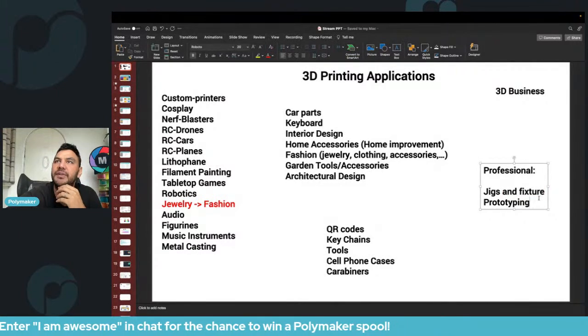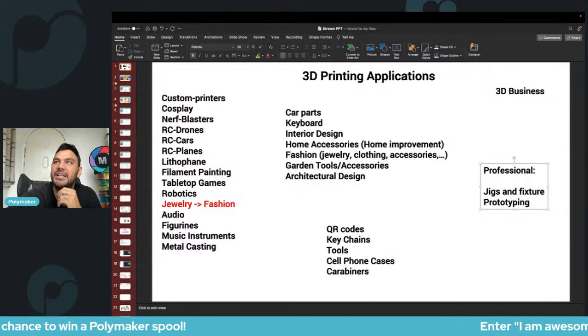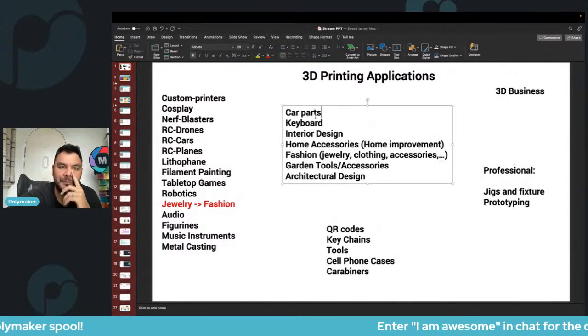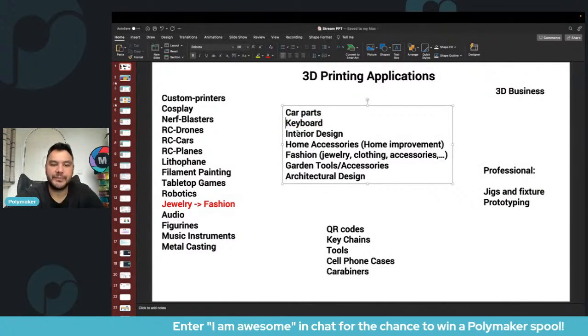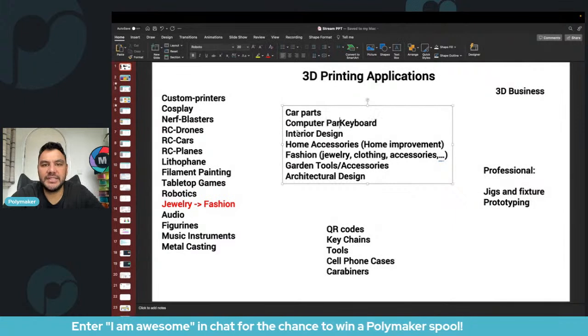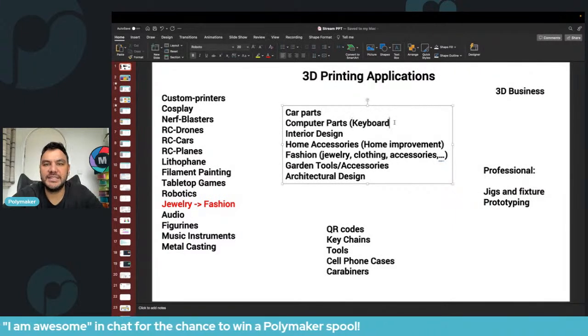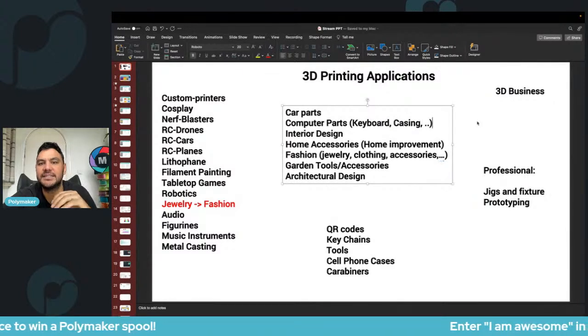Computer parts, so manufacturers deliver graphics cards with files for customizable plates. Okay, so that's interesting. Would that be the higher part, like computer parts, and then keyboards is inside there, and then maybe casing, something like this?